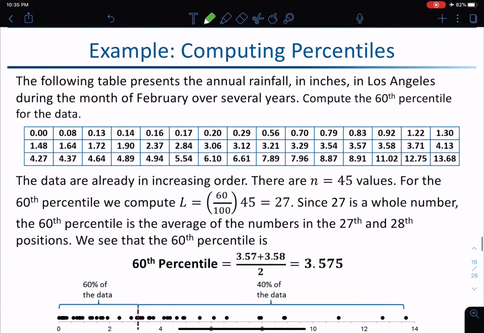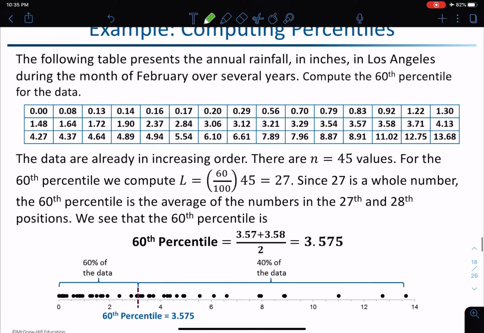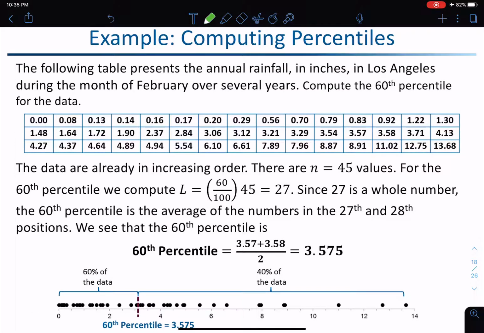Okay, let's go ahead and do one or two here. The following presents annual rainfall in Los Angeles. So there it is again. What are we trying to do here? It says the data is already in increasing order. That's nice for them. Thank you. There are n equals 45 values, so the same graph that we saw before.